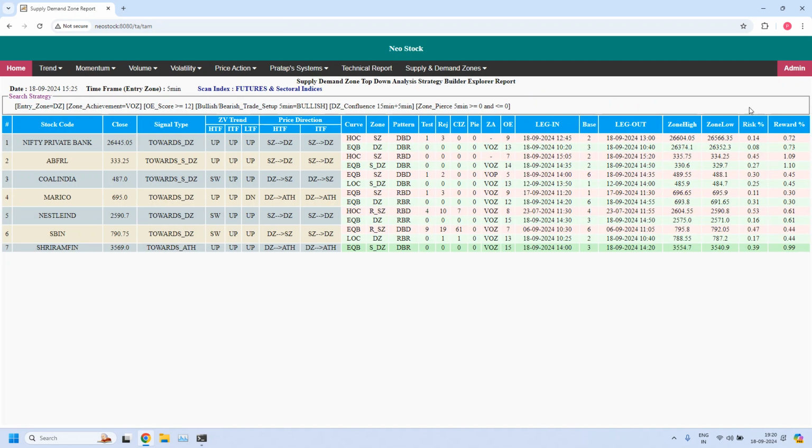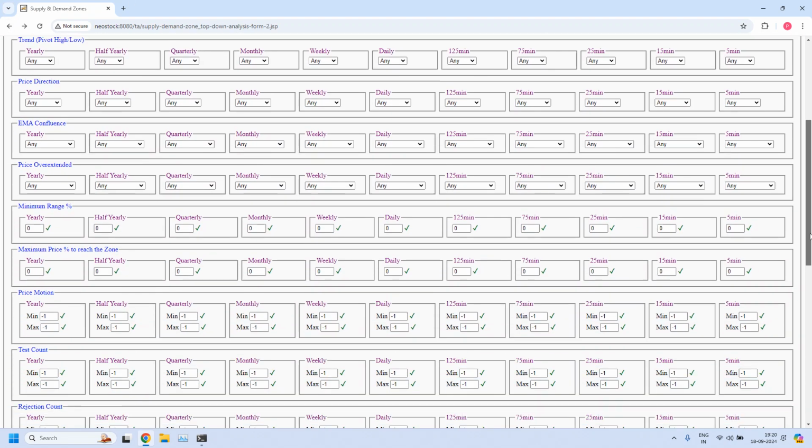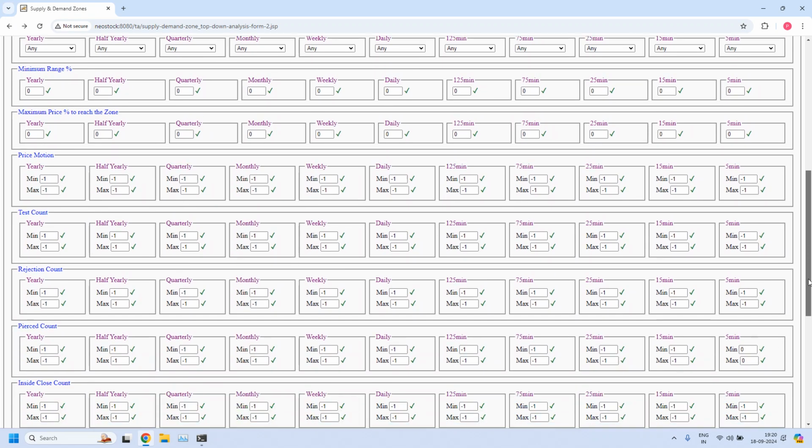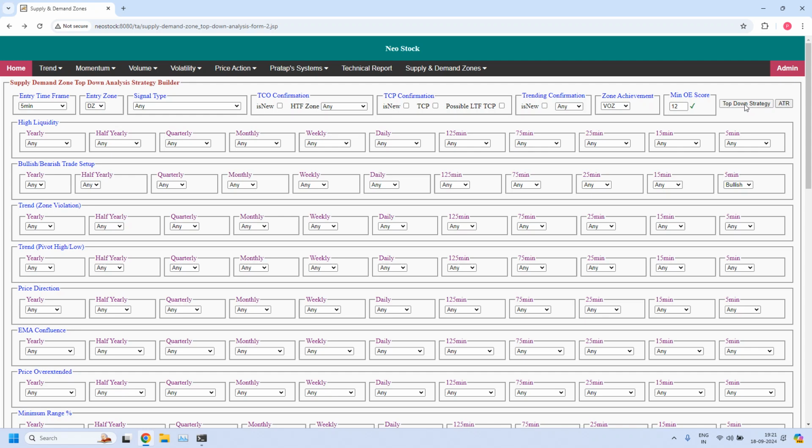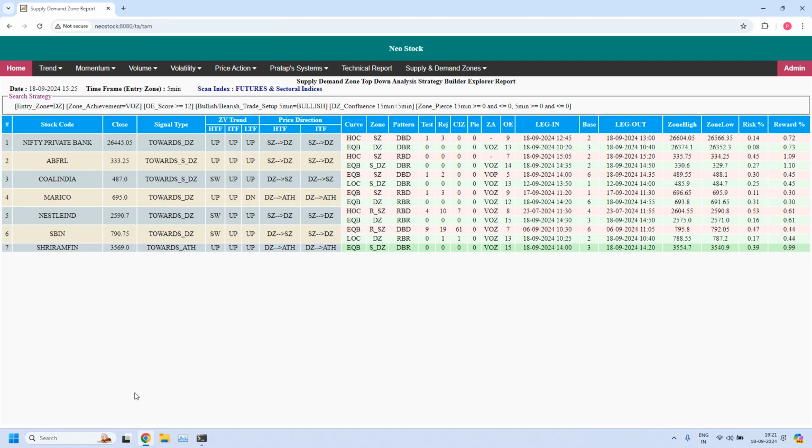Let's verify. So out of 8, 7 stocks are having a LTF and ITF confluence, but the ITF also should not be pierced. Otherwise, it's not a high probability setup. In the pierced count, 15 minutes also, I am setting maximum 0. That means both 5 minutes and 15 minute zone should not be pierced. Still 7 stocks are filtered. That means none of the 15 minute zones are pierced. So it is a high probability setup.